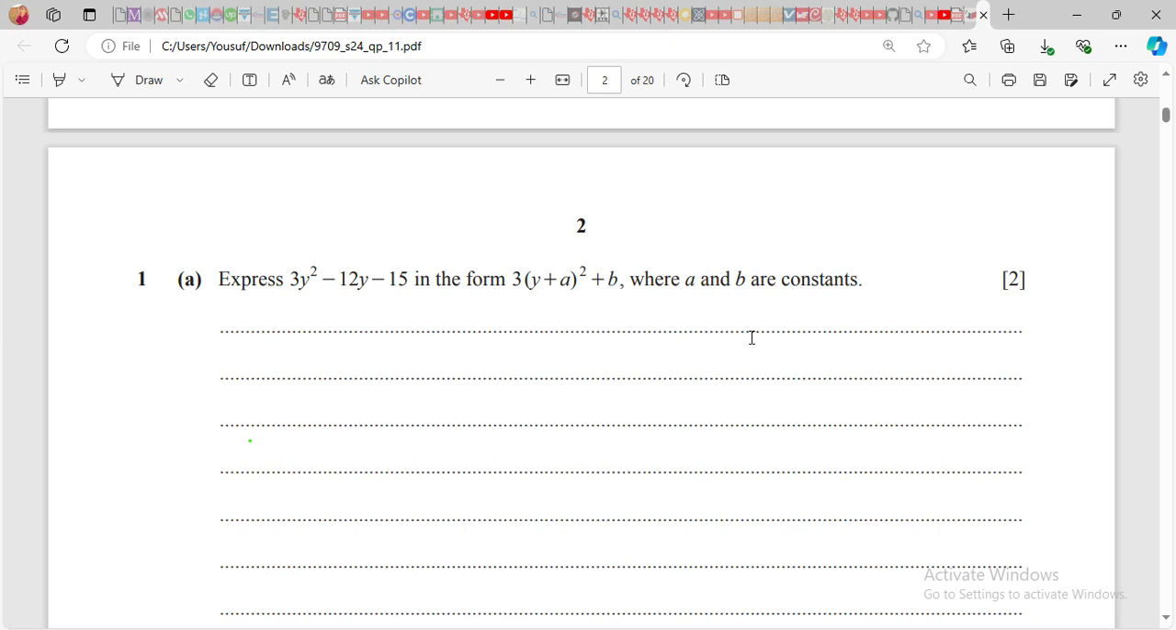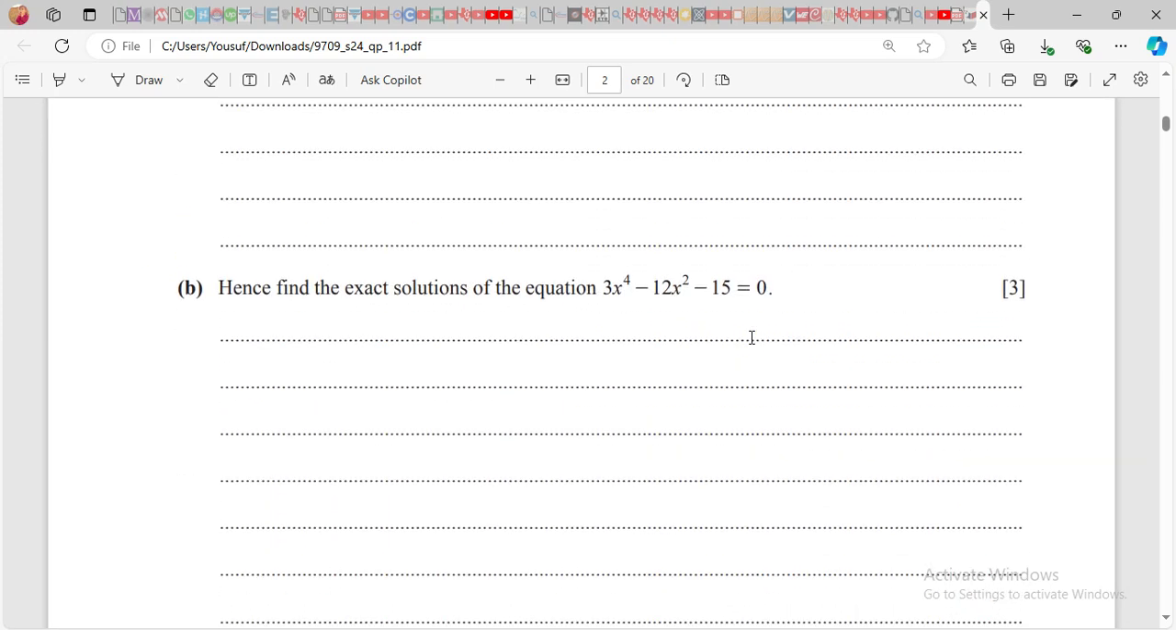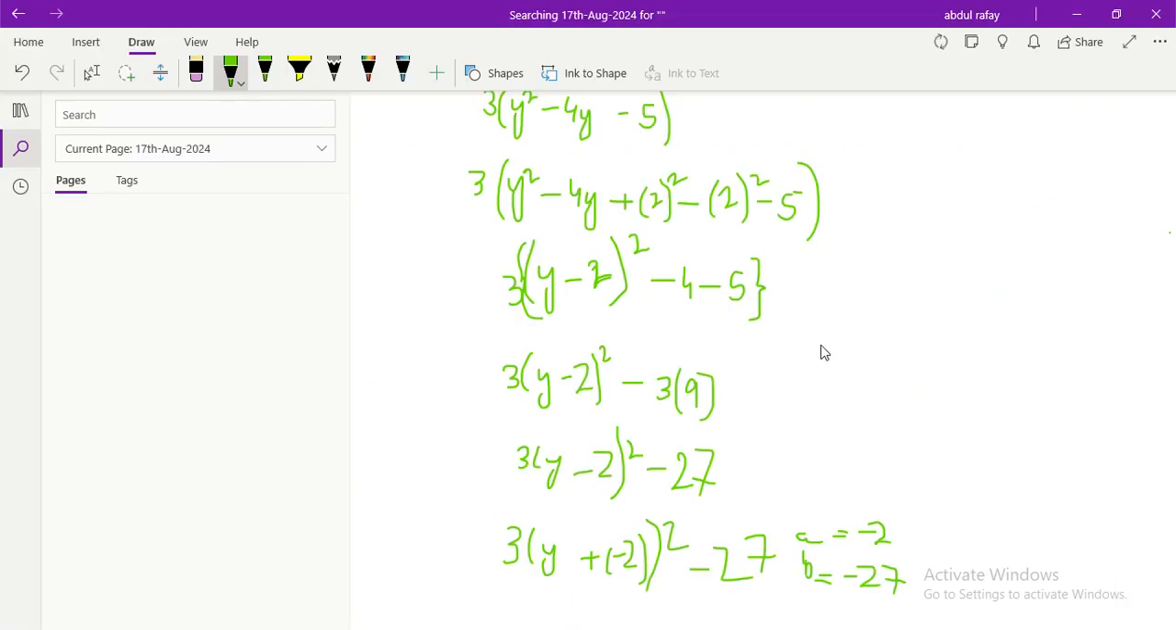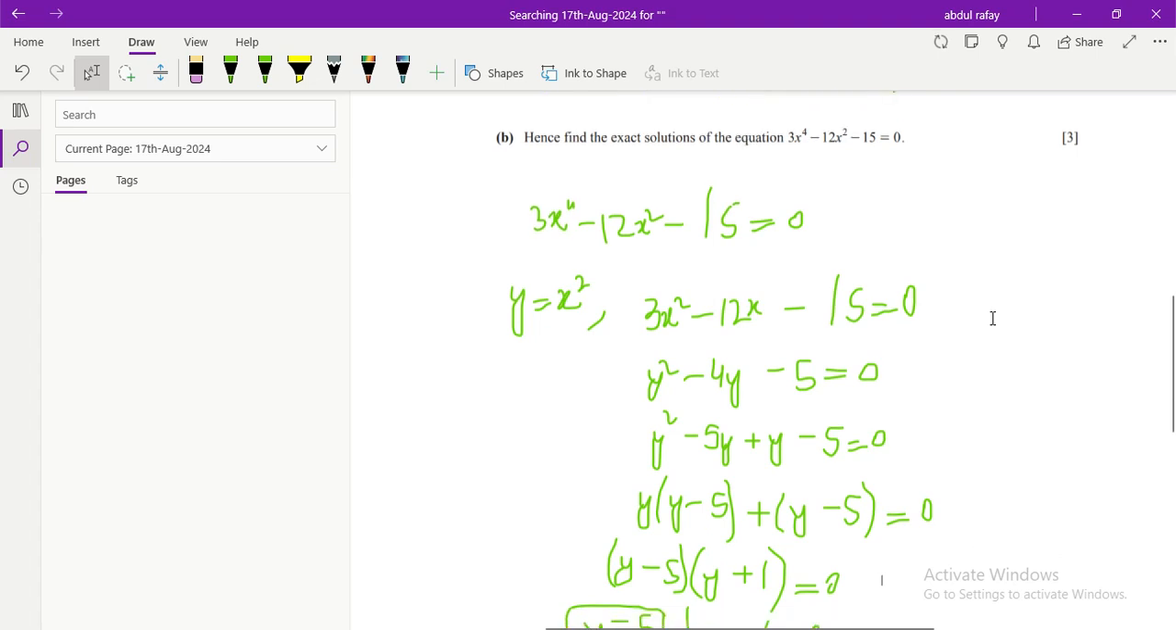In the next part, we have part number 2. We have the same expression as above, but now we have x to the power 4 and here we have x squared. To solve this question, let me just show you. Here we have some substitution.